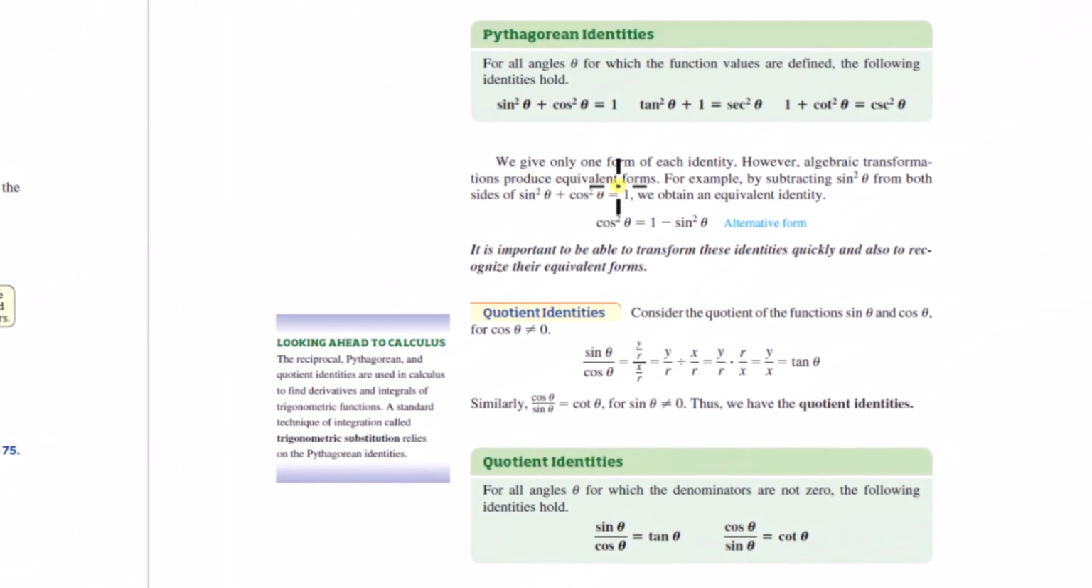Okay, we give only one form of each identity. However, algebraic transformations produce equivalent forms. For example, by subtracting sine squared theta from both sides of sine squared theta plus cosine squared theta is equal to 1, we obtain an equivalent identity. Yeah, so you can manipulate these, right, and make other identities. Like, sine theta is 1 over cosecant theta, so you could change that and create a relation between cosecant and cosine, right? So it says it's important to be able to transform these identities quickly and to recognize their equivalent forms. Yeah, you can play with these.